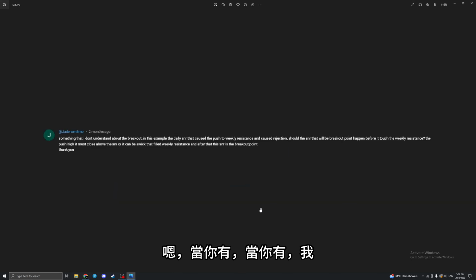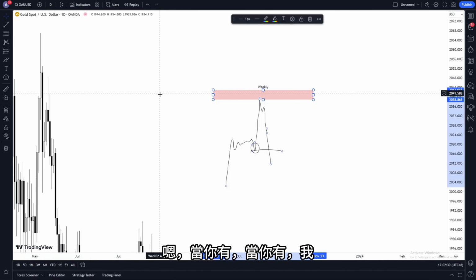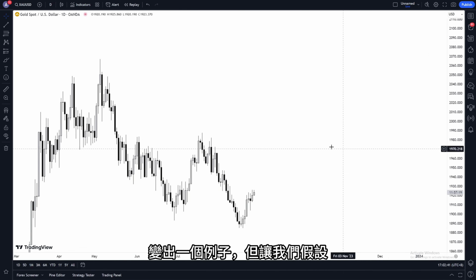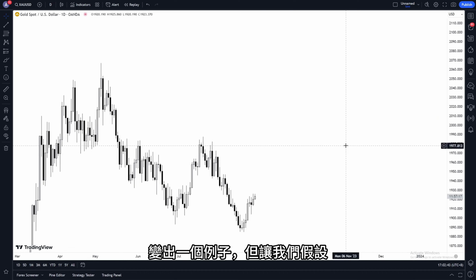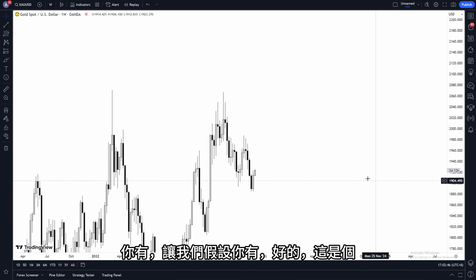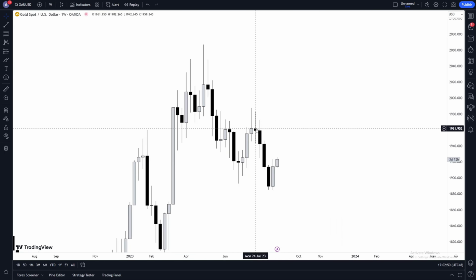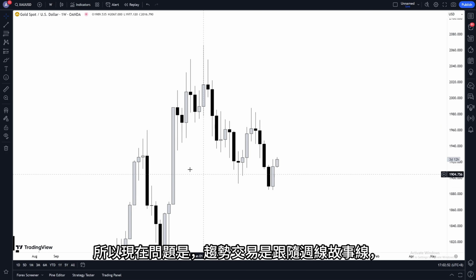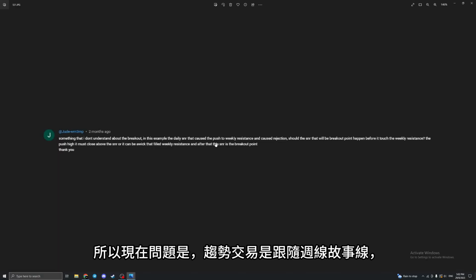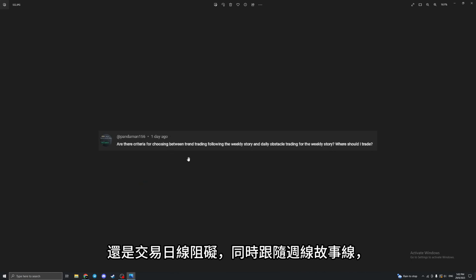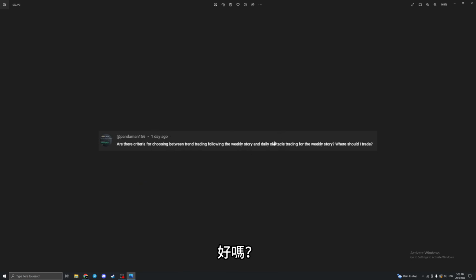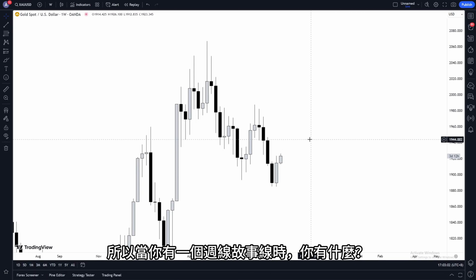What is this criteria for the daily? Well, when you have yourself, I don't have an example on the charts. I can't just spring up an example right now, but let's assume you have yourself, okay, this is a great example, weekly bearish. So now the question is trend trading following the weekly storyline or trading the daily obstacle following the weekly storyline.